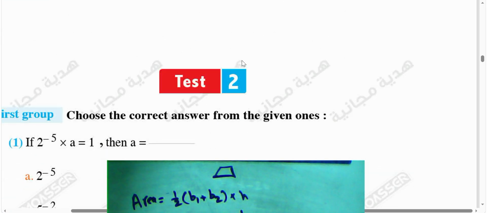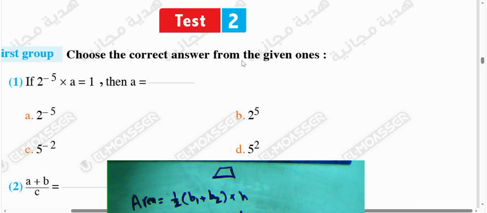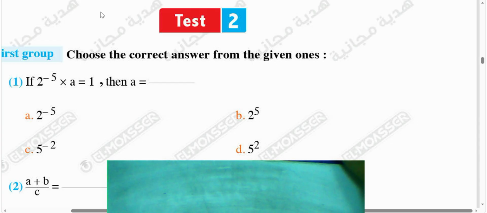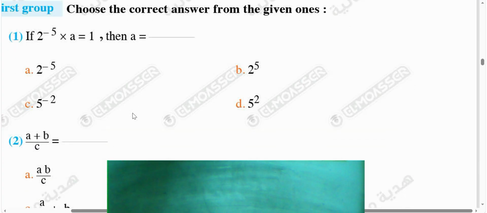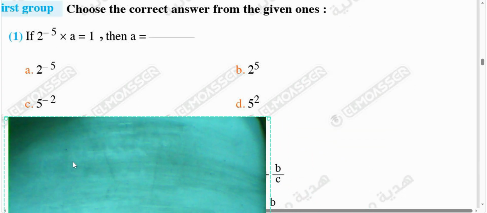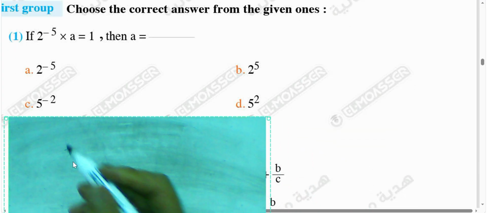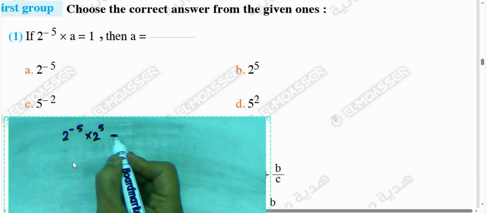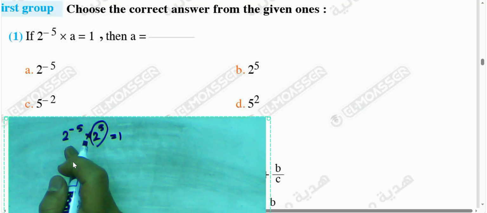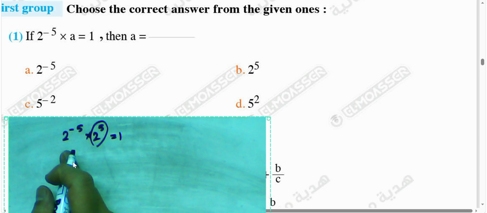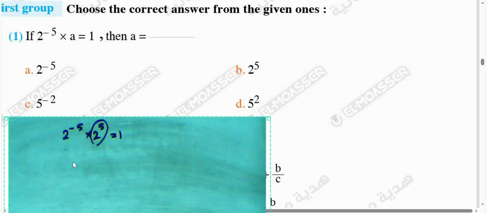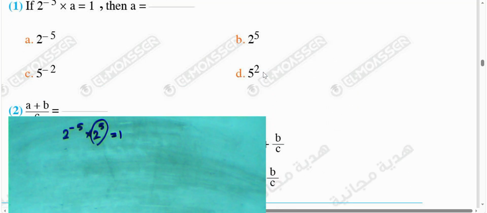Model number 2. Choose the correct answer from the given ones. Look at here: 2 power negative 5 times a equals 1. In a, we call it the multiplicative inverse. 2 power negative 5 times 2 power 5 equals 1. 2 power 5 here is the multiplicative inverse, and the value of a equals 2 power 5. Choose letter B. The answer is letter B.